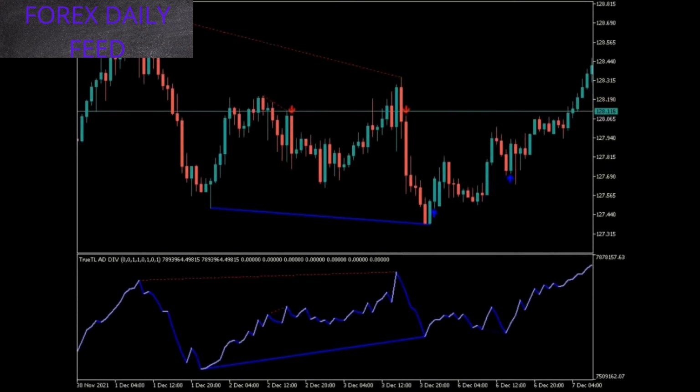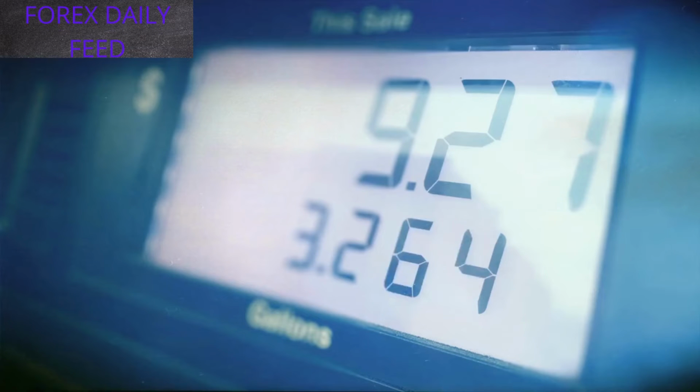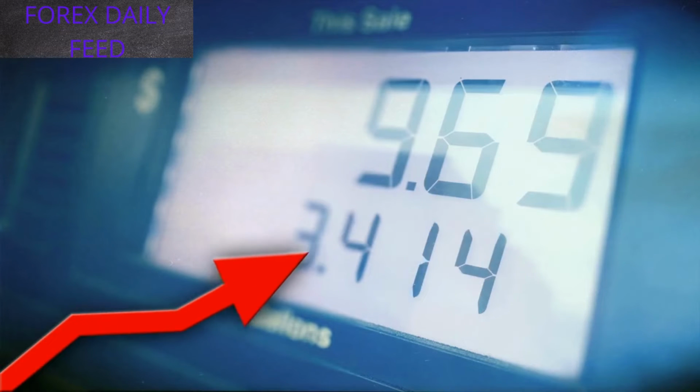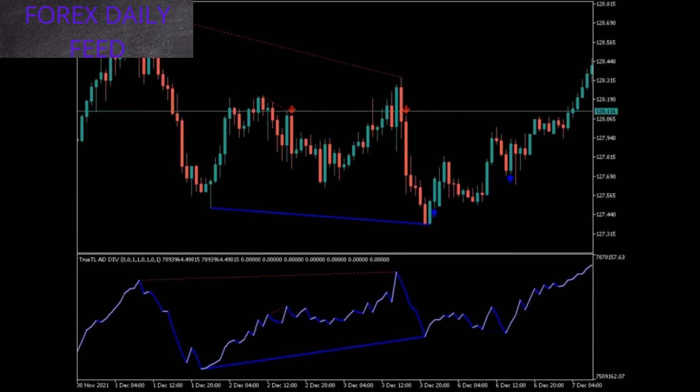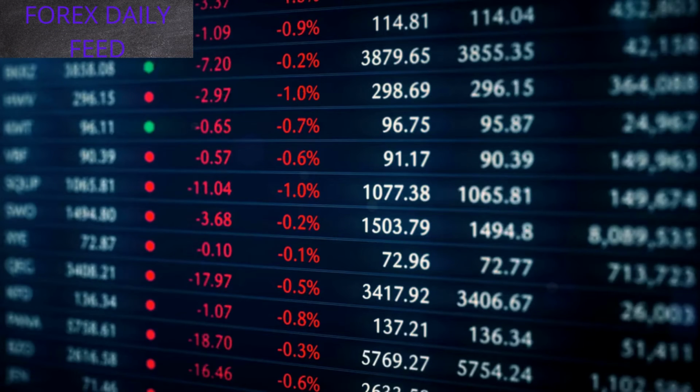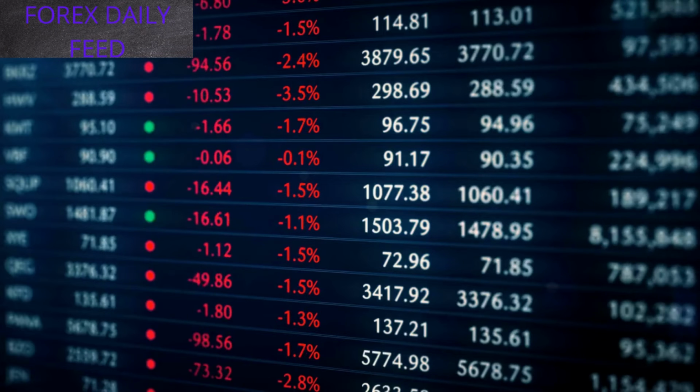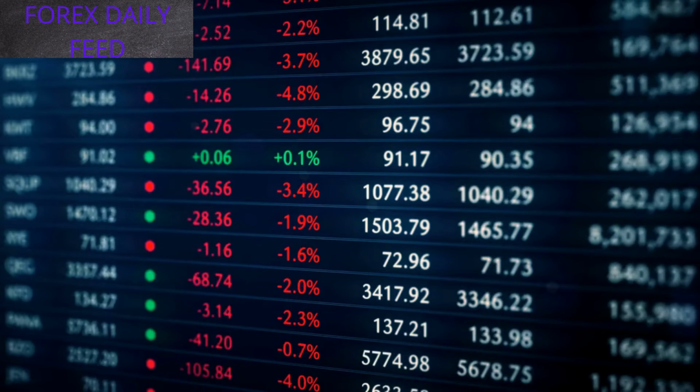A bullish divergence forms when price moves to new lows, but the accumulation distribution line does not confirm these lows and moves higher. The result is a strong indication that buyers are accumulating shares while sellers are losing interest. On the other hand, a bearish divergence forms when price reaches new highs, but the accumulation distribution line does not reach these highs and instead drops lower. The result is a strong indication that sellers are accumulating shares while buyers lose interest.